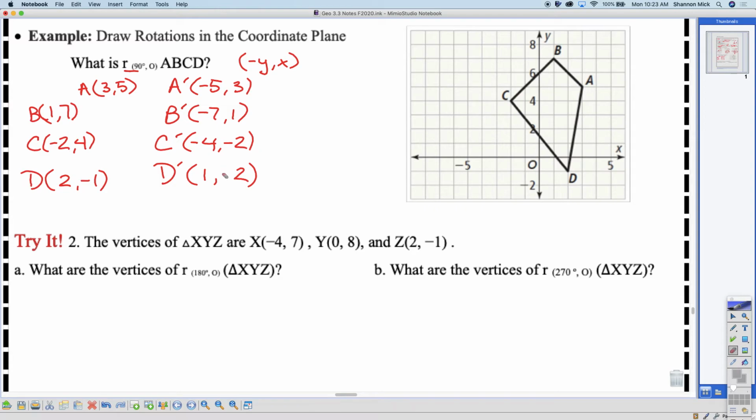Okay, so it says to graph it, right? Yeah. So I need to graph it. So A would be negative 5, 3. Negative 7, 1. Negative 4, negative 2. And 1, 2.